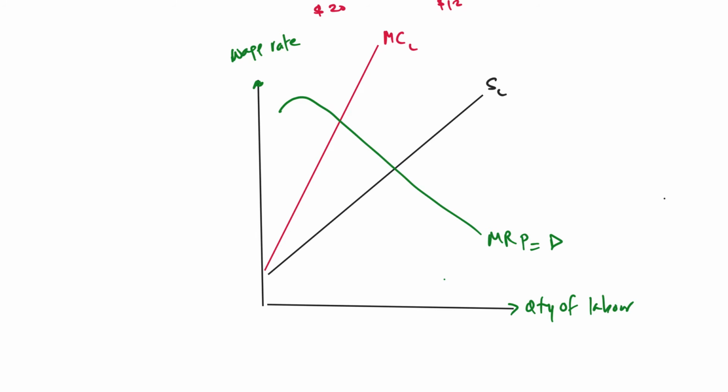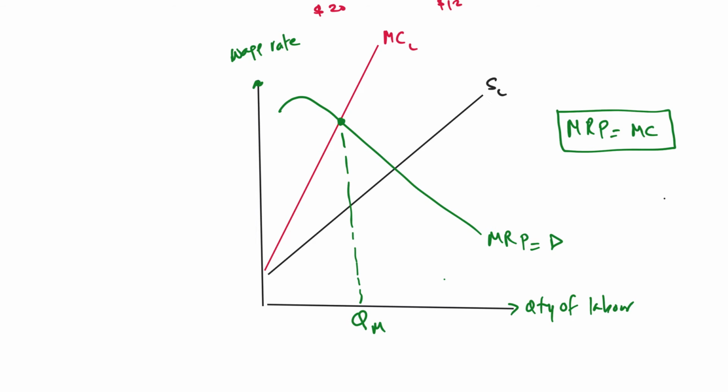MC is equal to MRP. Again, the profit maximization rule is MC is equal to MRP. We're going to follow that rule, and MC is equal to MRP happens here, and that's why this is the amount of workers that the monopsony will hire. So supply curve is upward sloping. Marginal cost is above supply curve. MRP is like this. MC is equal to MRP is the profit maximizing rule. I'm going to have QM workers.